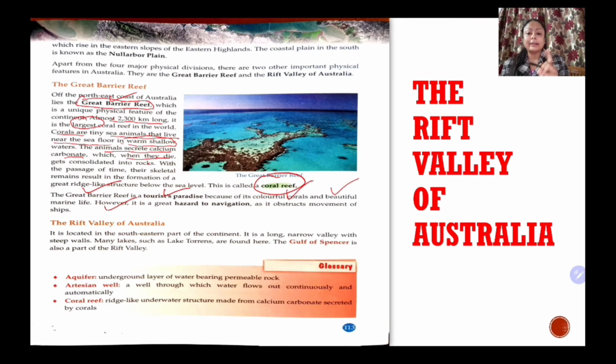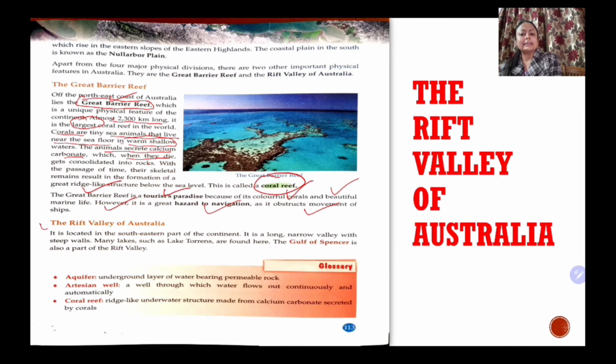However, the Great Barrier Reef is a hazard to navigation and obstructs the movement of ships. That's why, children, the name is Great Barrier Reef. It forms a barrier. It doesn't allow the ships to come to the eastern coast easily. They have to change their path, and they get diverted because of the presence of the coral reef. So students, this was about the Great Barrier Reef of Australia, the largest coral reef in the world.